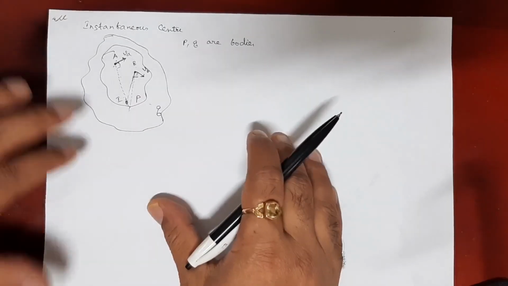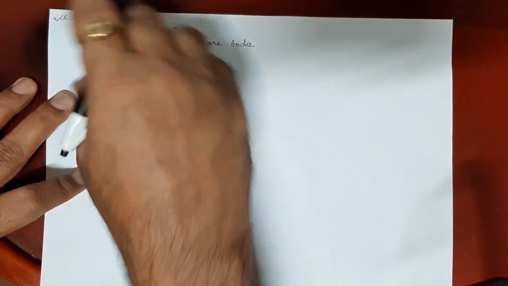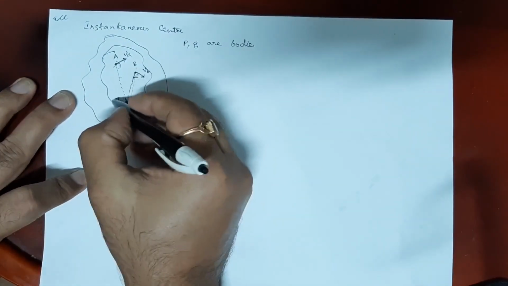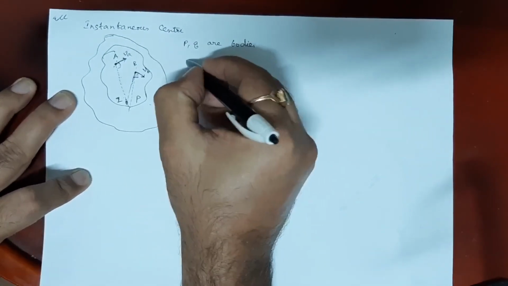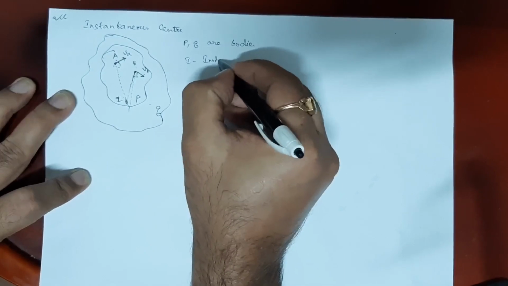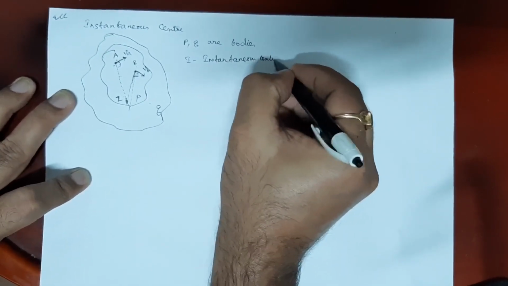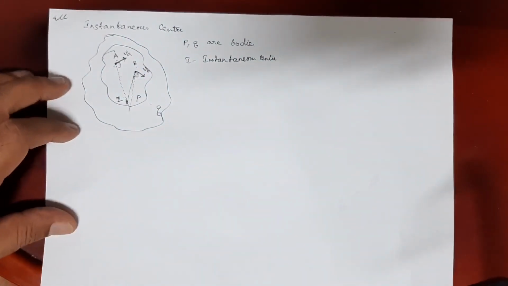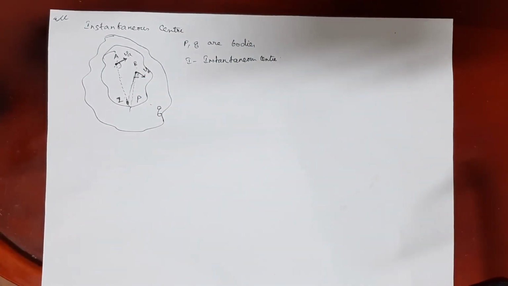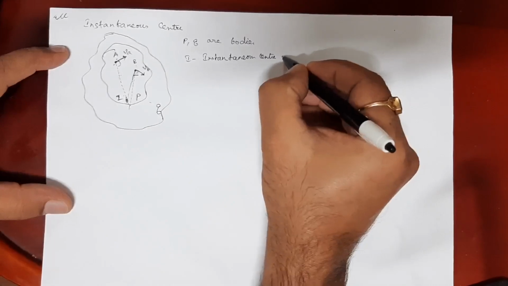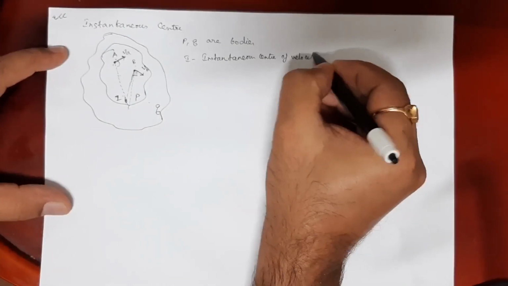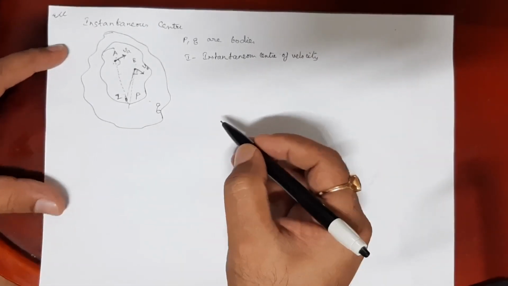That means the body P can rotate about this I. I is the instantaneous center; precisely, it is the instantaneous center of velocity.